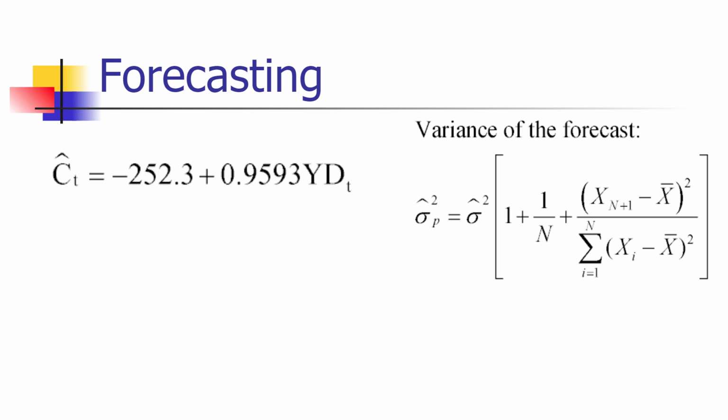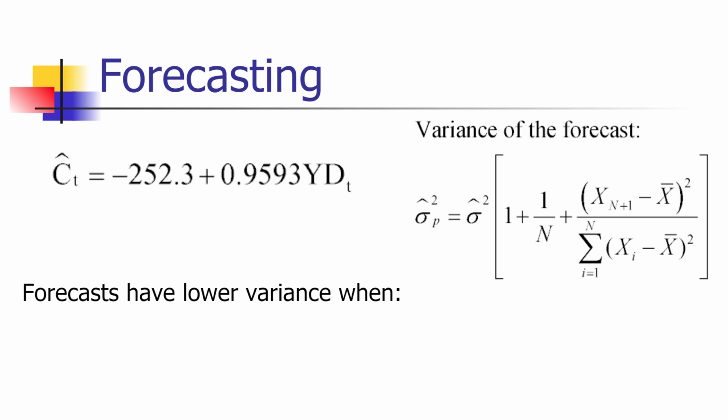And think about how the variance of the forecast will change depending on things like the magnitude of sigma squared, the size of the sample, as well as the magnitude of the deviations of x from its mean, and see if those might relate to the types of things that might affect the variance of our estimators, and think about why. In general, we can say that forecasts have lower variance when the variance of the error term is smaller.